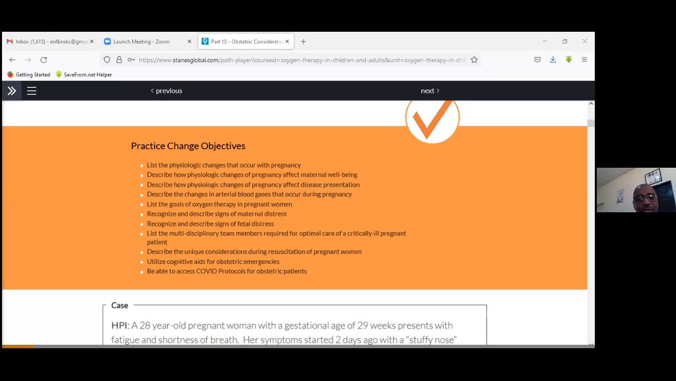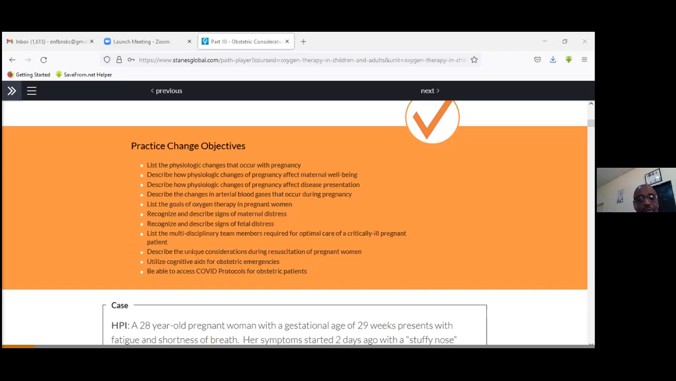We should be able to describe changes in arterial blood gases that occur during pregnancy, and list the goals of oxygen therapy in pregnant women, recognize and describe signs of maternal distress, and recognize and describe signs of fetal distress. We should also be able to list the multidisciplinary team members that are required for optimal care of a critically ill pregnant patient, and also describe the unique considerations during resuscitation of pregnant women.